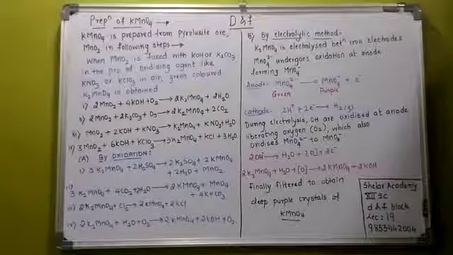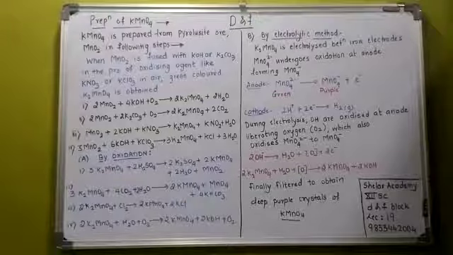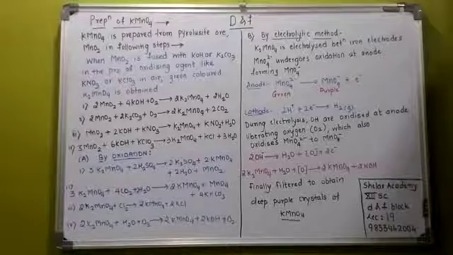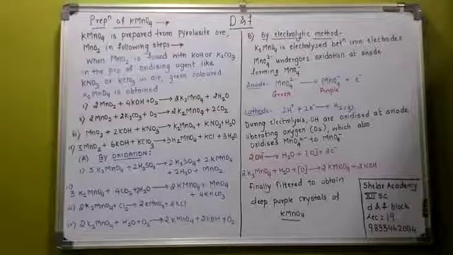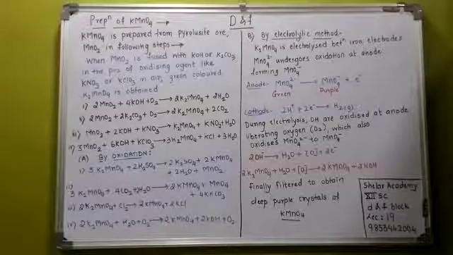Now, once you get K2MnO4, then it can be converted to KMnO4 by either of two processes: either oxidation or the electrolytic method. So the first method is oxidation. See, if you see the reactions, you can see that it is reacted with the acids. The oxidizing agent can be chlorine, or ozone. And what to remember, it is reacted with sulfuric acid.